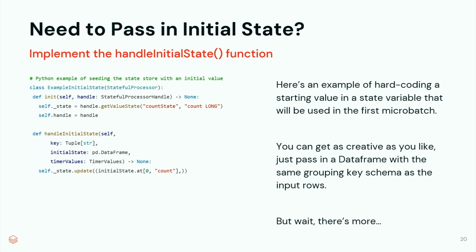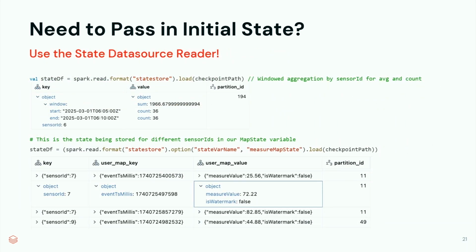And now you can. In both Python and Scala, you can use the state data source reader. As part of your code, you go use that state data source reader to pull in a data frame with the state from a previous checkpoint, and you can pass that in to initialize a brand new stream.